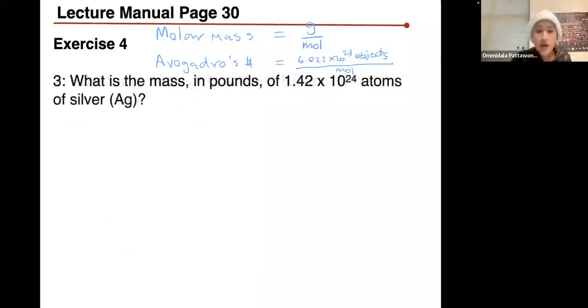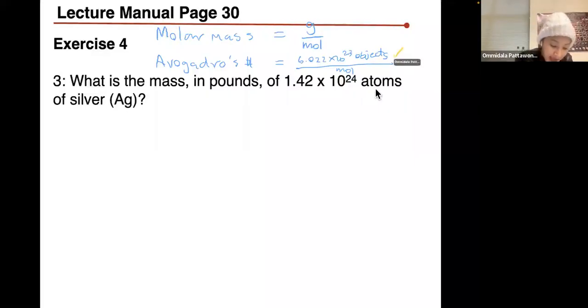So far you see only 1-step calculations. The next example will give you a more multi-step calculation. This one is giving us atoms of silver, asking us for the mass in pounds. If you see this, you probably notice that it's giving us the number of objects, atoms, right? So it's giving us the number of objects.